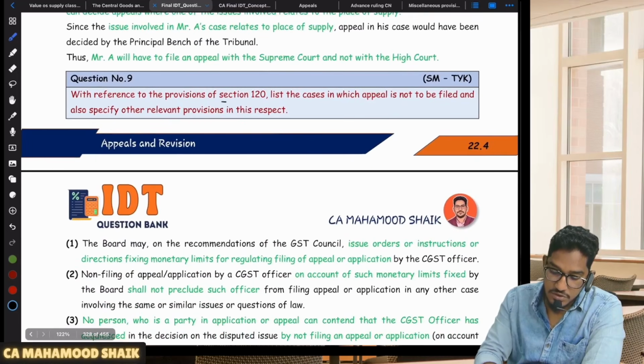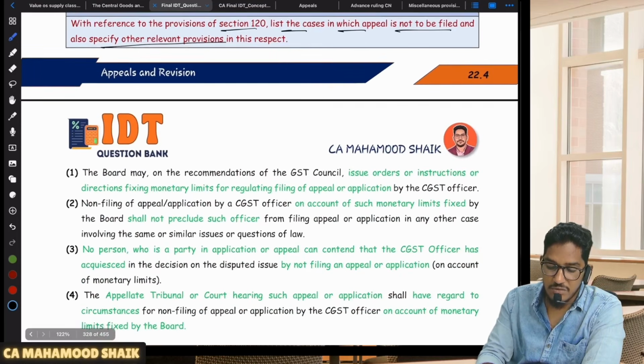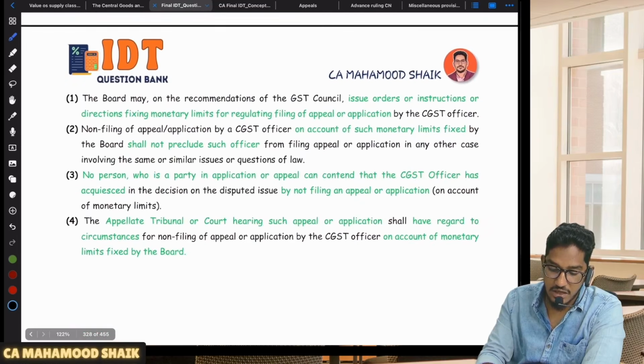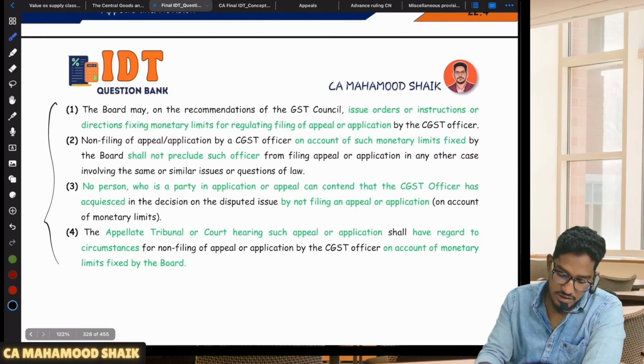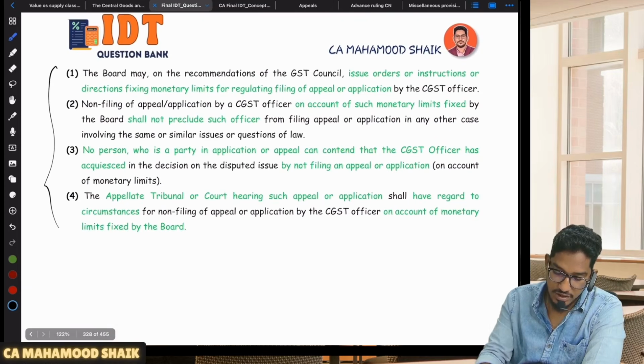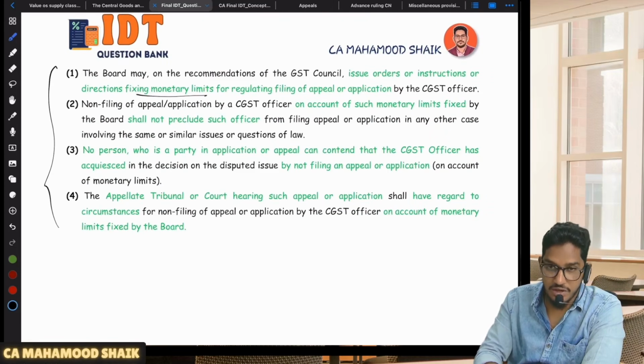Next. With reference to provisions of section 120, list the cases in which appeal is not to be filed and also specify other relevant provisions. See, this is regarding monetary limits here. In which cases they can't go for appeal. So some monetary limits are there. You have to write those monetary limits here. The board may, on the recommendations of the committee, fix the monetary limits.